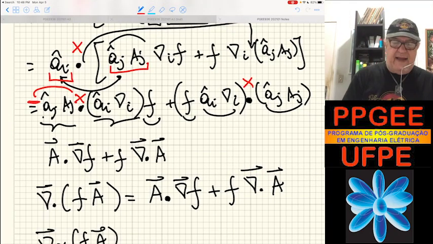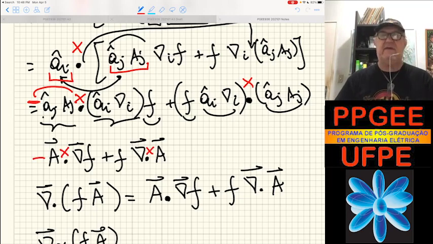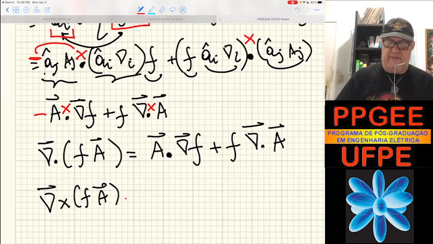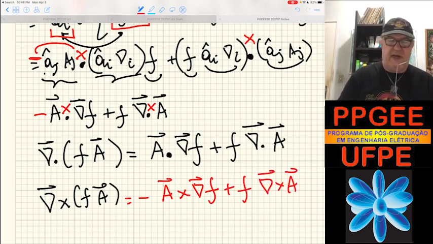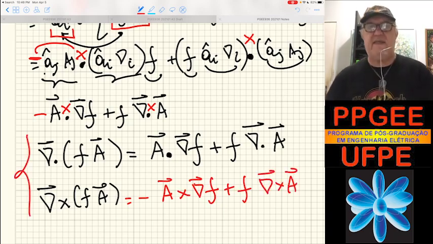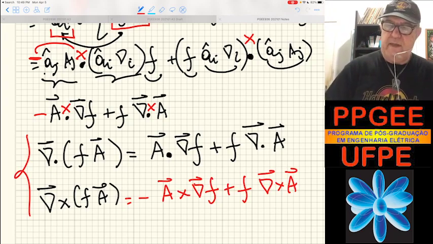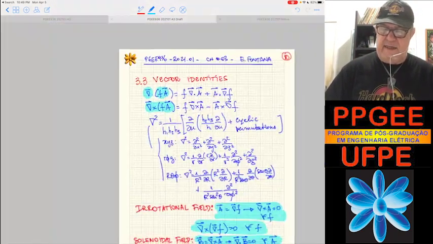So it's going to be minus A cross gradient plus F curl of A. So the same thing is going to be minus A cross gradient of F plus F curl of A. That's the chain rule for divergence and curl. There are other identities here that we can look.